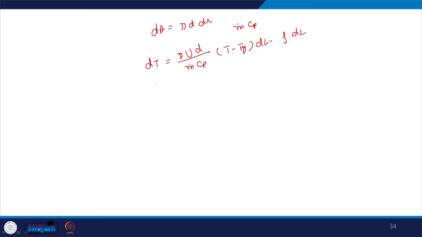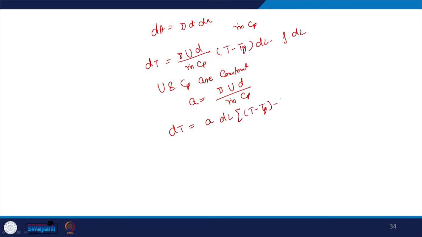Now, on substituting dA equals pi d dl and dividing by m dot Cp, we have dT equals pi U d upon m dot Cp (T minus Tg) dl minus J dl. Now, let us assume that U and Cp are constant. So, A is equal to pi U d upon m dot Cp. Now, dT is equal to A dl (T minus Tg) minus J.